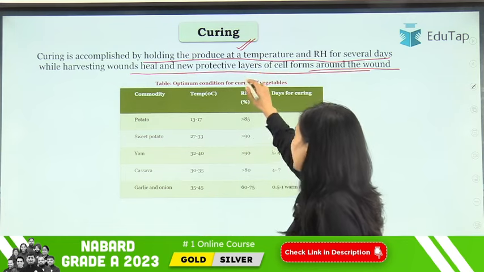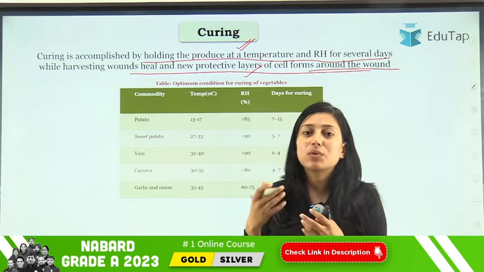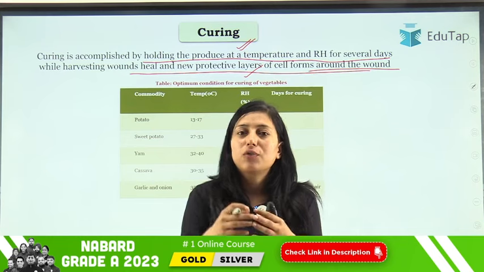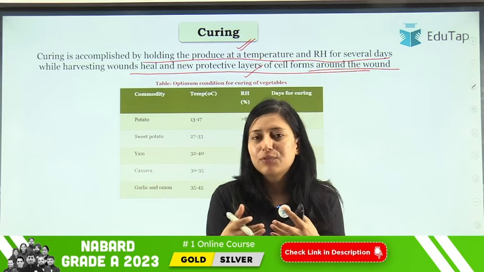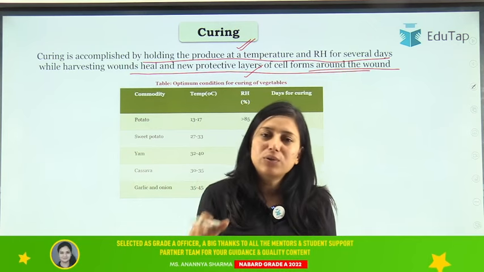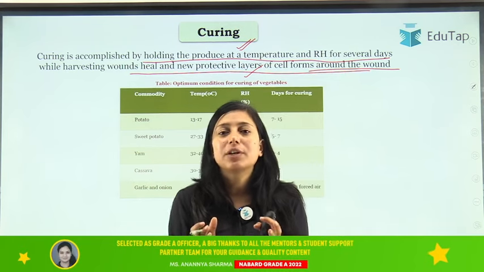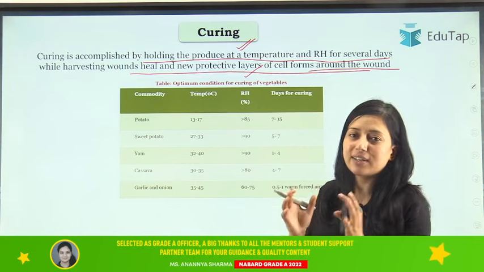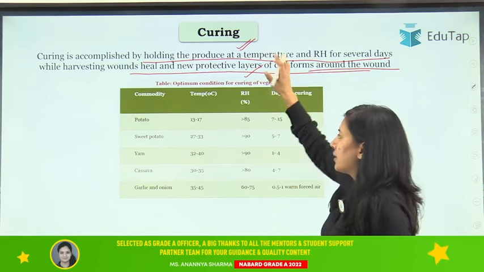Whenever there is healing, cell division happens and cells are formed. A protective layer of cells can be formed around that wound, thus protecting our produce, thus protecting its shelf life. So that is why curing is done.